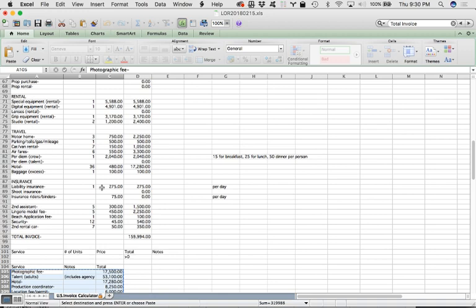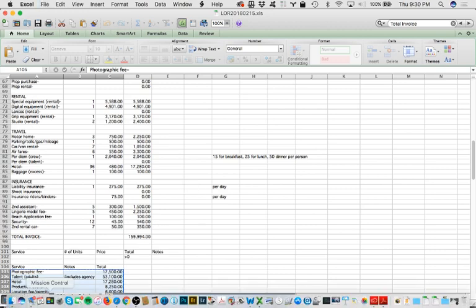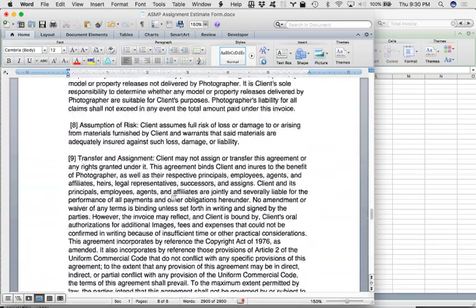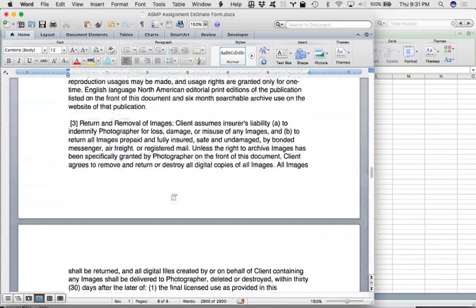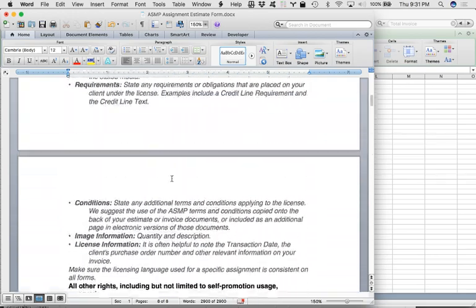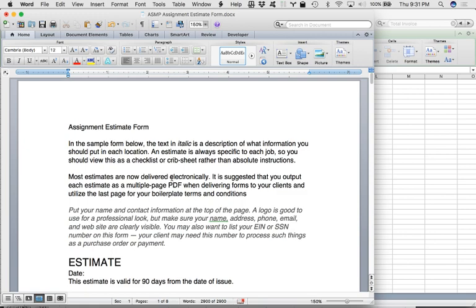So anyway, at this stage of the game, guys, I'm going to save this work. Command S will actually save it. Now, in my case, we can look again. I've got this set up to work on my stationery. So if we go back to the ASMP assignment estimate form, we're going to fill this out really quickly, and I'll show you how to format this part.